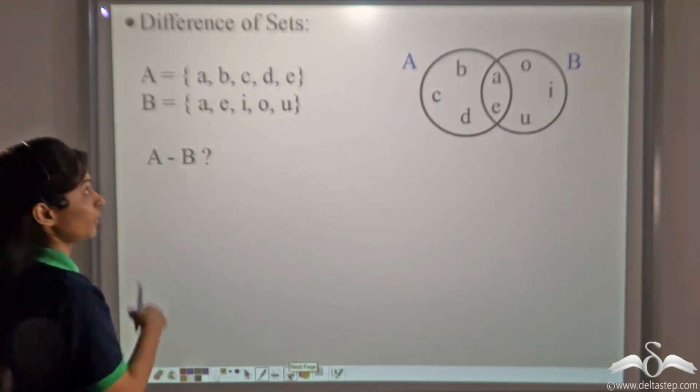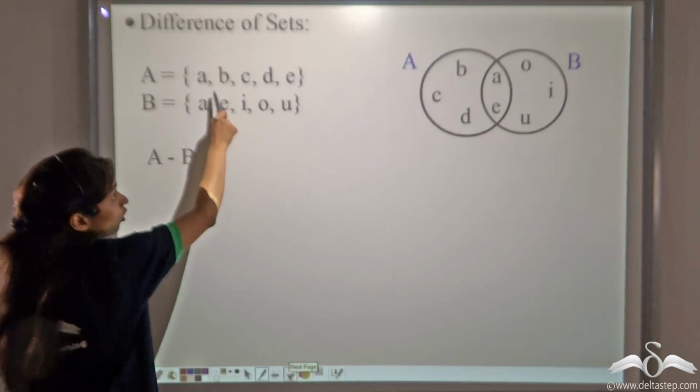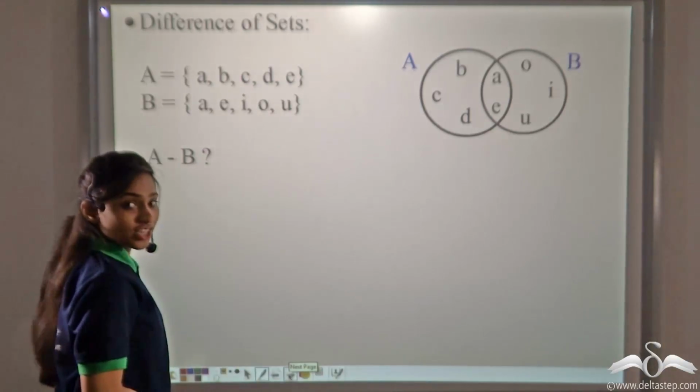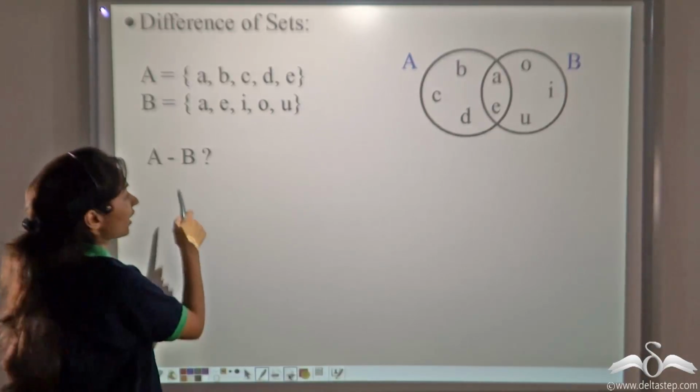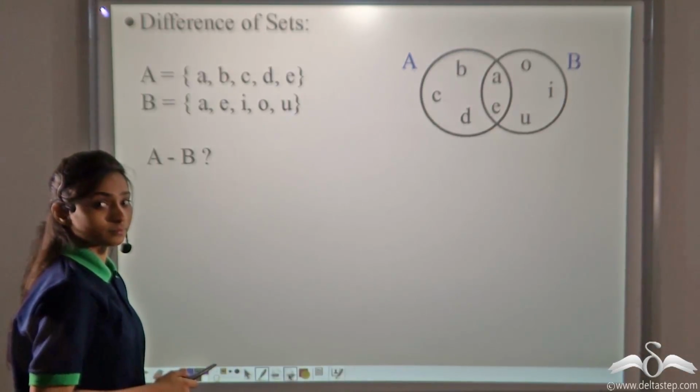Now can you do this for me? Here A is a set of the first 5 letters of the English alphabet and B is a set of vowels of the English alphabet. Find A minus B for me.